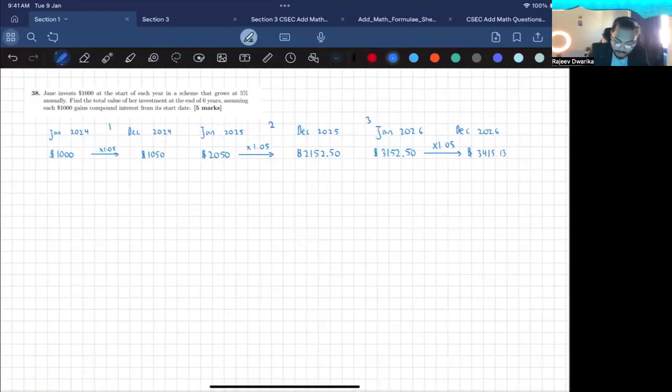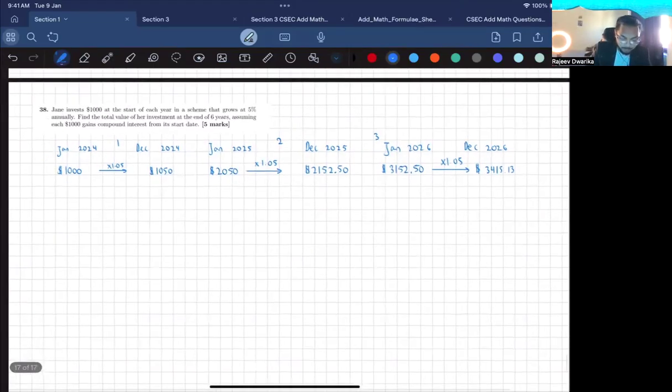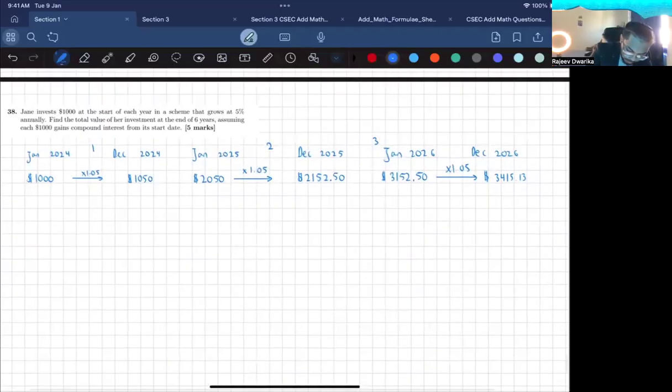So in January 2027, how much money would be in the bank? Let me just keep on going. Fast. January 2027: $4,415.13. Right. And you would need to find 1.05 of that.